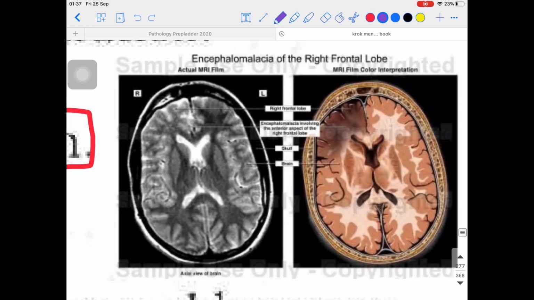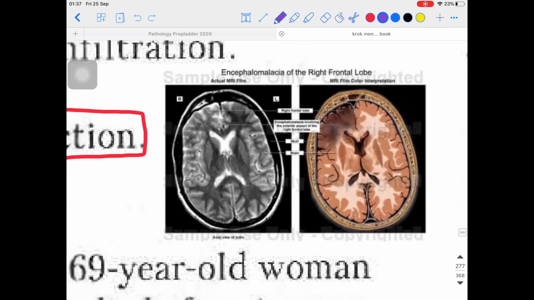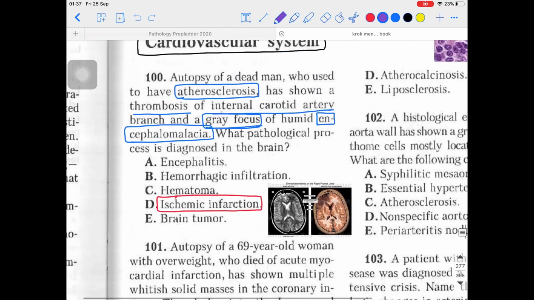On the left side you can see the MRI image, and in this particular image I can show you this portion. This is having a blackish kind of tissue, right? Blackish color you can appreciate in this MRI image of the brain. So this is the encephalomalacia, cerebral infarction happening here due to the obstruction in the internal carotid artery. I hope you got my point. That was the easy one. Let's move on to the next question.